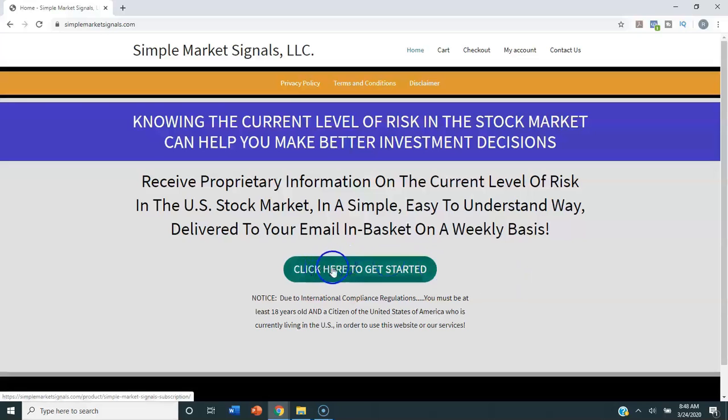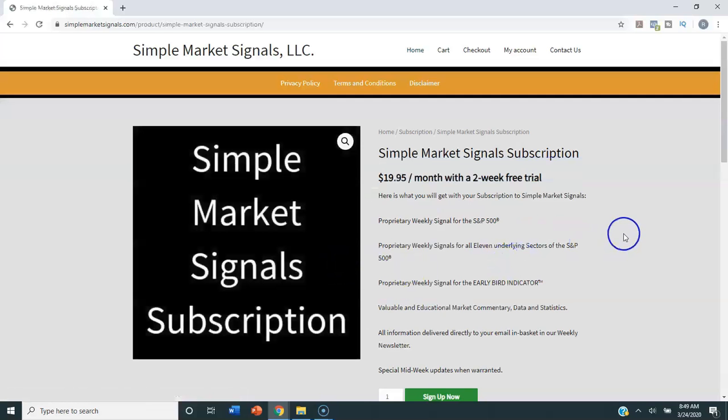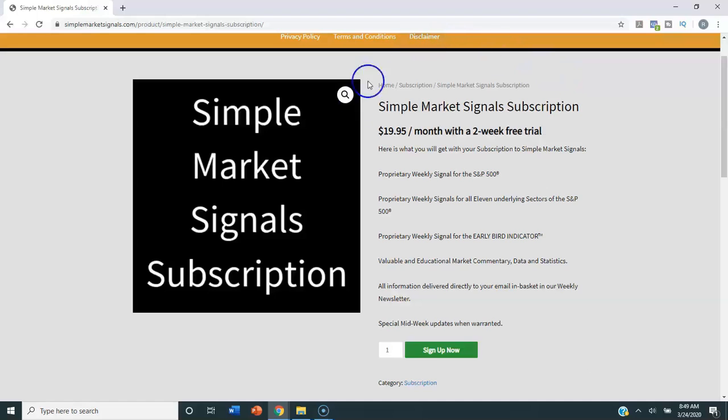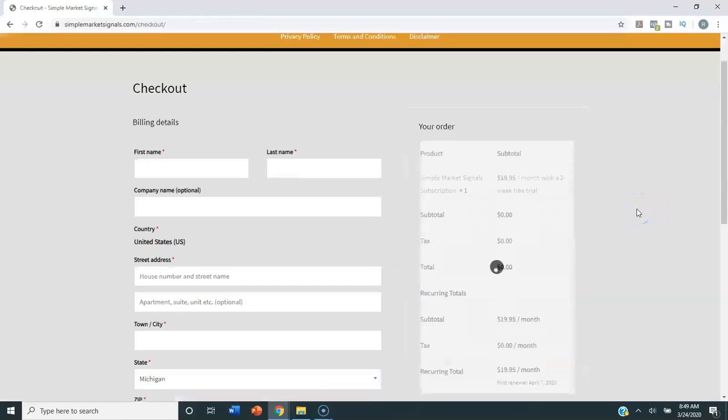All right, so to get started, all you have to do is click this green button, and that will take you to the product page, and this explains, of course, what you get with your subscription. And then just make sure that that says 1, because if there's more than 1 in there, if you have a 2 or a 3, you'll get multiple subscriptions to the service, and you only need 1. Click the Sign Up Now button, and that will take you to the checkout page.